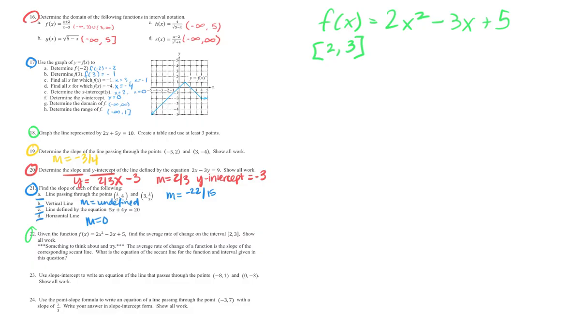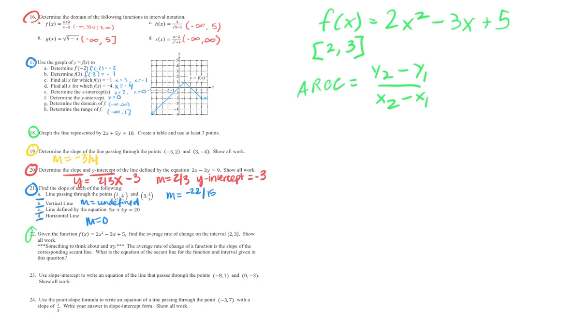Then something to think about and try. The average rate of change of a function is the slope of the corresponding secant line. What is the equation of the secant line for the function and interval given in this question? So to find the average rate of change, we know our equation is y2 minus y1 all over x2 minus x1.